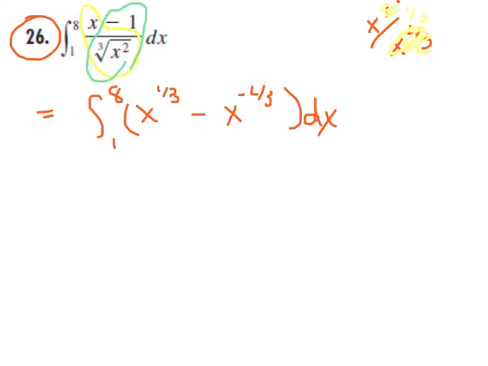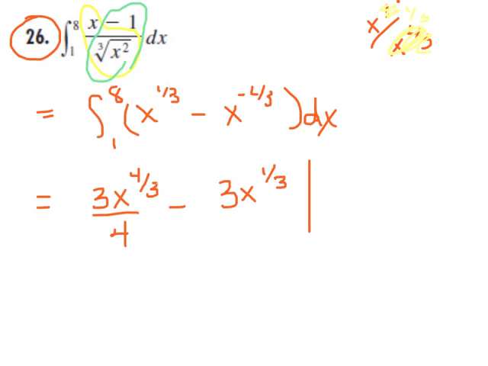Now let's integrate, so we have to use our power rule. X to the 1 higher power over that power minus x to the 1 higher power, negative 2/3 plus 3/3 is 1/3, over that power. And we're going to evaluate it from 1 to 8. Okay, so 3/4 times. Now your goal is to do this without a calculator. This would not be on the calculator part of the AP exam.